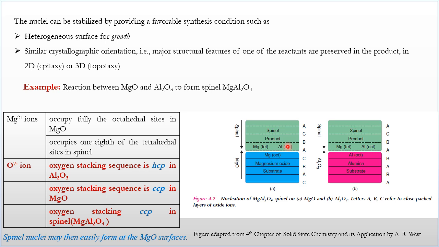So not much rearrangement is required, so the energy requirement for the product formation goes down. And the oxide ions present in MgO are in CCP sequence. Similarly on the product side, they are in the CCP arrangement. So that is why the reaction can move without much difficulty, or without optimization of the reaction conditions, and especially it will be formed from the MgO surface site.